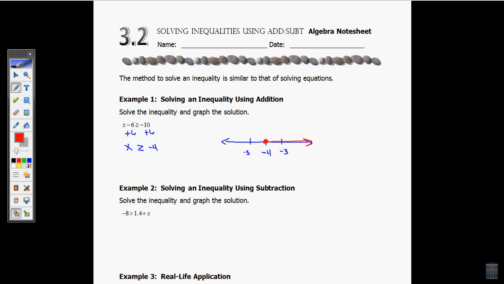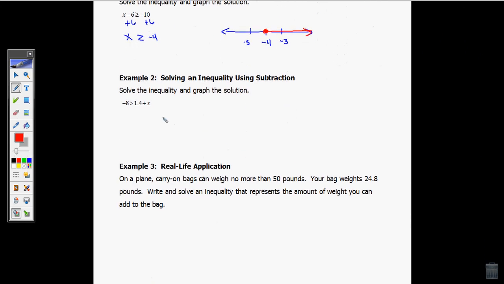Now let's look at example 2. I wonder if that one will be harder. I would love for there to be something that's a bit more challenging. No, looks like it's going to be pretty much the same. We are going to subtract 1.4. However, you might think that this is going to be a lot harder simply because there's decimals in there. Terrible, terrible decimals. Negative 8 minus 1.4.